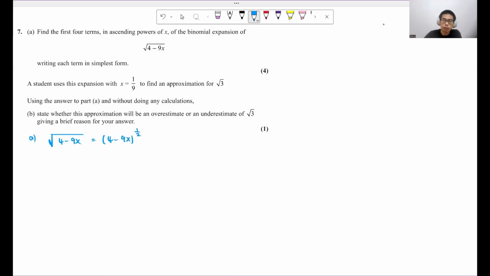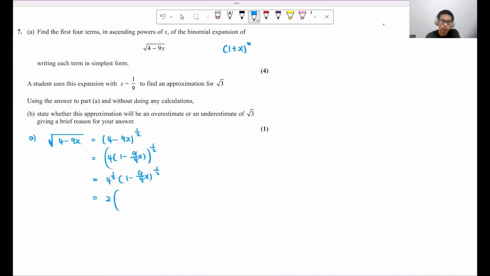And then the formula is 1 plus x to the power of n, but this is 4. So the first thing we need to do is factorize out 4. So that would be 4 in brackets, 1 minus 9 over 4x, and then all to the power of 1/2. And then apply the power to each one of them. So that would be 4 to the power of 1/2, and then 1 minus 9 over 4x to the power of 1/2. And 4 to the power of 1/2 is just 2.